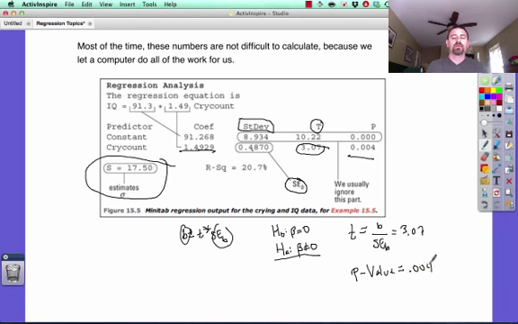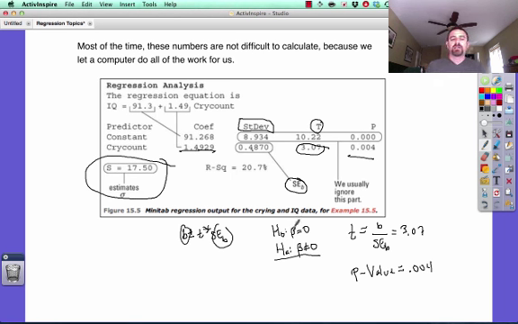Do I expect you to be able to do this right away? No. But what I'm trying to show you is that there's a lot of information buried here, and there's virtually no calculation that has to take place in order to come up with a solution to this problem. So let's go ahead and look at the hypothesis test and come up with some kind of conclusion.